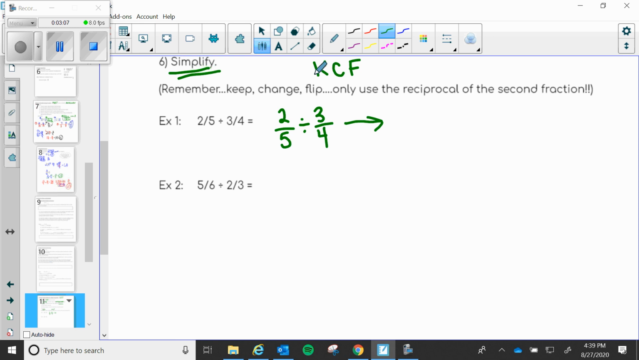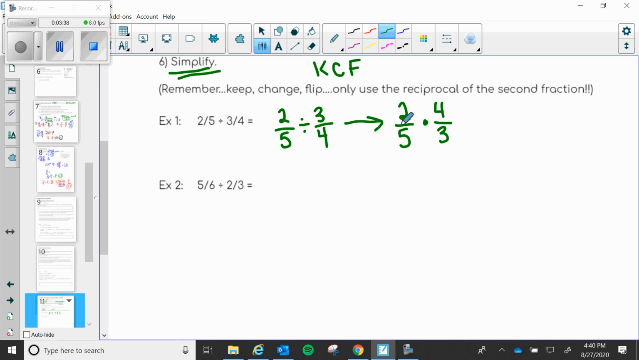Okay, first step. We're going to keep this fraction the same. So just rewrite it. Don't do anything to it. Our C, we're going to change the division sign to a multiplication sign. And then our F, we're going to flip this fraction, or we're going to take the reciprocal of this fraction, which would change it to 4/3. We've done our KCF.